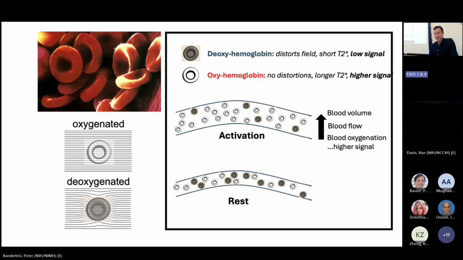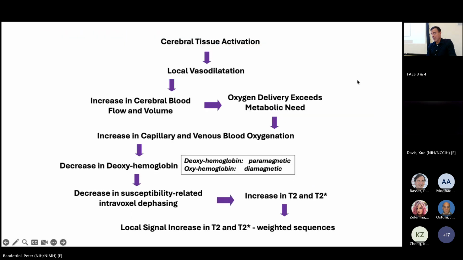So the basic idea, as I said before, is that during rest, the vessels are constricted or less dilated, and you have deoxygenated hemoglobin, a little bit of oxygenated hemoglobin as well. And then with activation, blood rushes in, it becomes more oxygenated. There are less distortions, longer T2, higher signal. And this is the whole mechanism right here.